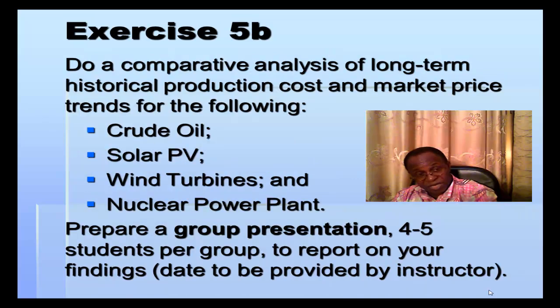The second exercise that I want you to do would be something that you should do in groups. Now, I want you to do a comparative analysis of the long-term historical production cost and market price trends for the following products: for crude oil, for solar PV, for wind turbines, and also for nuclear power plant. Now, the idea is for you to do this in groups between 4 and 5 people.